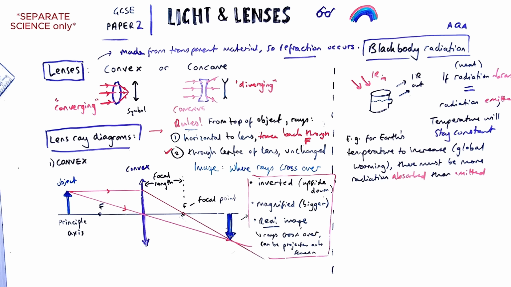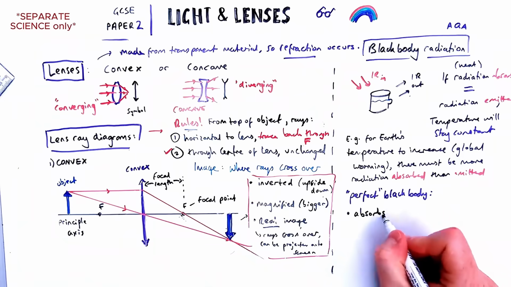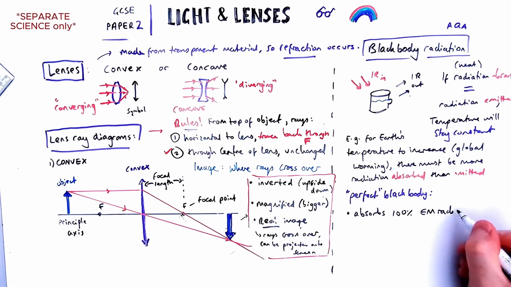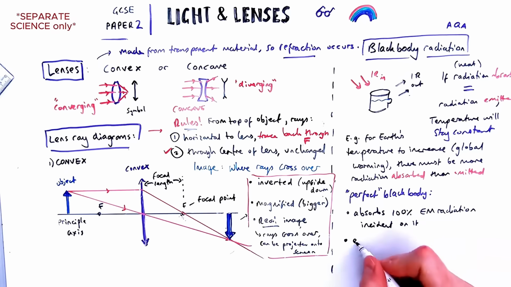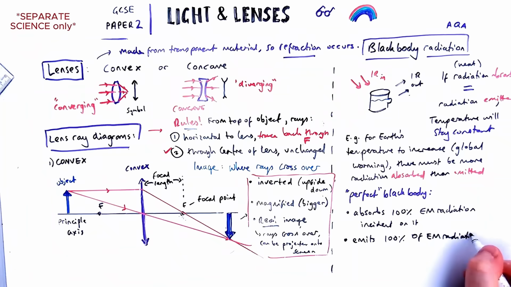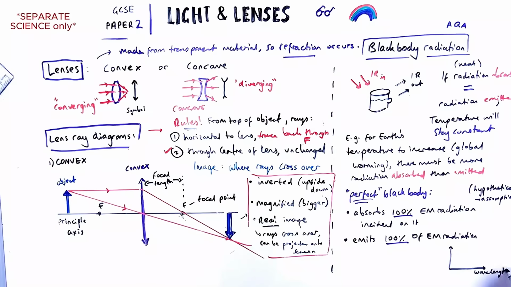Now, we need to know what this thing called a blackbody is before we can understand blackbody radiation. So a perfect blackbody is defined as something that absorbs 100% of the electromagnetic radiation incident on it, or that is going into it. It also emits or re-emits 100% of that electromagnetic radiation, hence why it's known as a perfect blackbody.